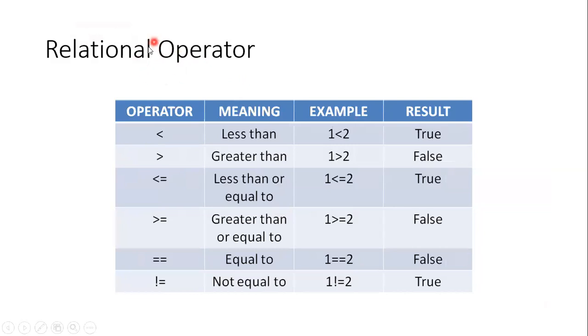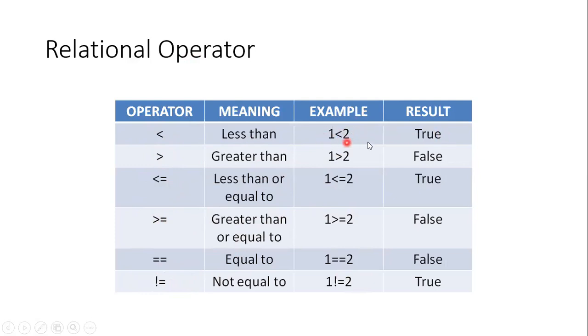The relational operator is mainly used for comparison purposes. Here the various operators are there: less than, greater than, less than or equal, greater than or equal, equal, and not equal. So here you see the examples. For example, 1 is less than 2, so it is true.